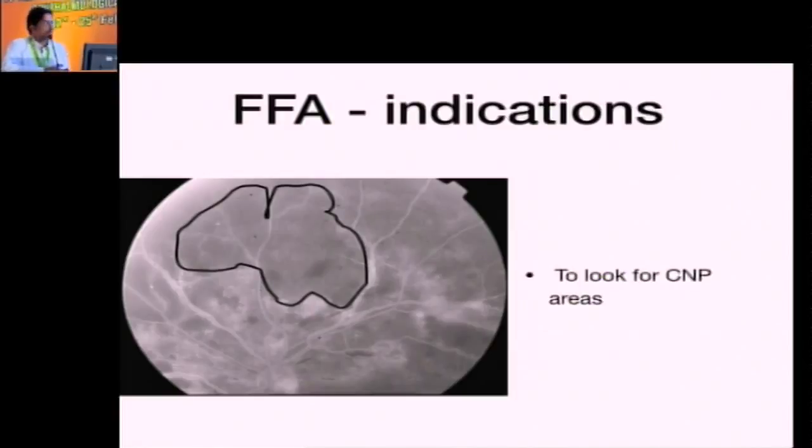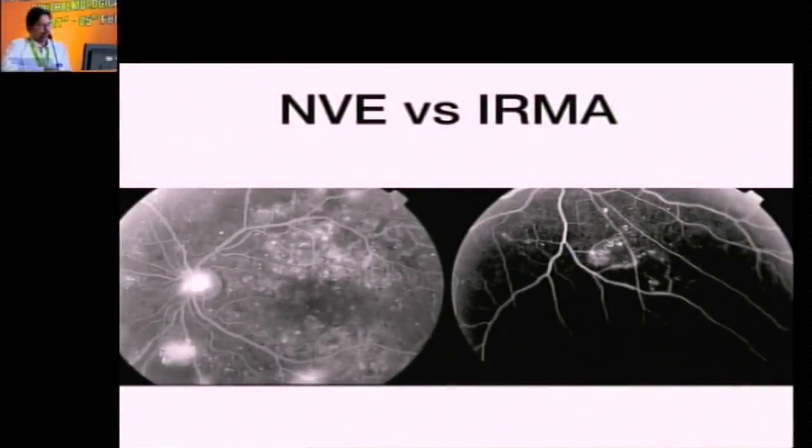But if you look at the fluorescein angiogram, you can see the extensive loss of capillaries, indicating that he has pre-proliferative disease, and you may need to treat this eye also, apart from treating the eye which has already got proliferative disease. So this may help you in deciding those sort of interventions.